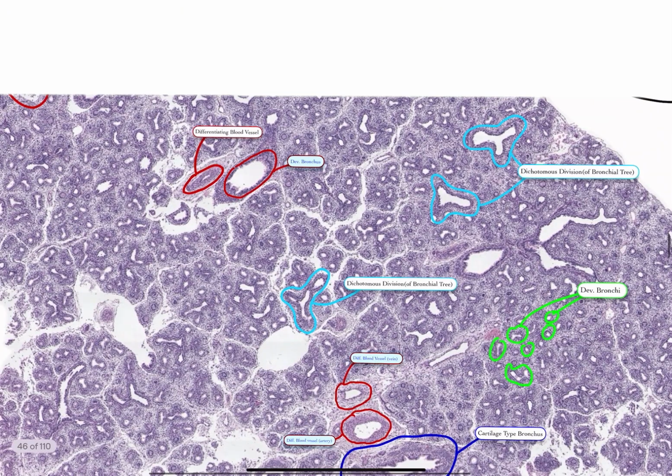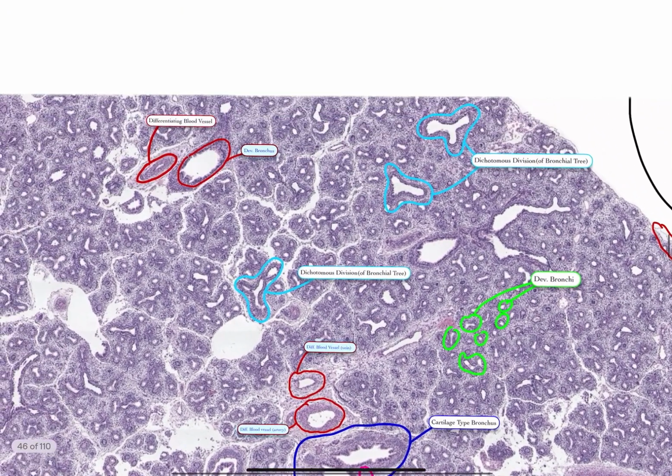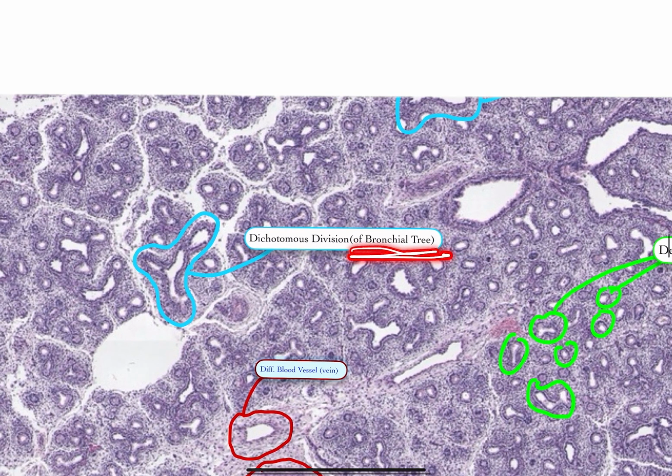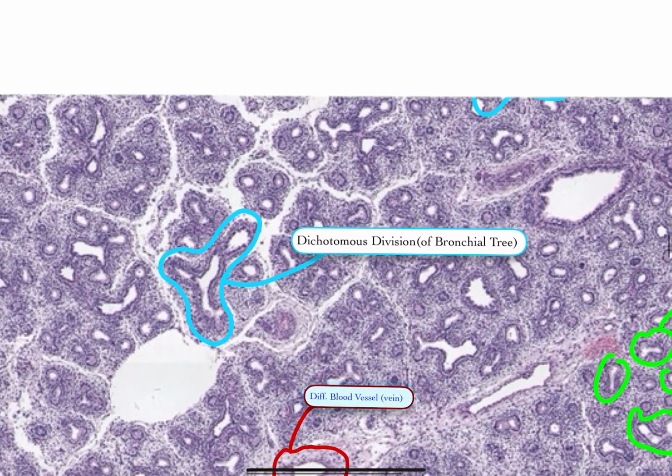However, there is a specific type of opening of the bronchi that we do have to name besides the developing bronchi and the developing bronchioles, right? And that is the dichotomous division of the bronchial tree. I would say it's enough to write in the dichotomous division. Some say you have to write in the whole thing, but I think it's obvious that it is of the bronchial tree. Anyways, the dichotomous division.